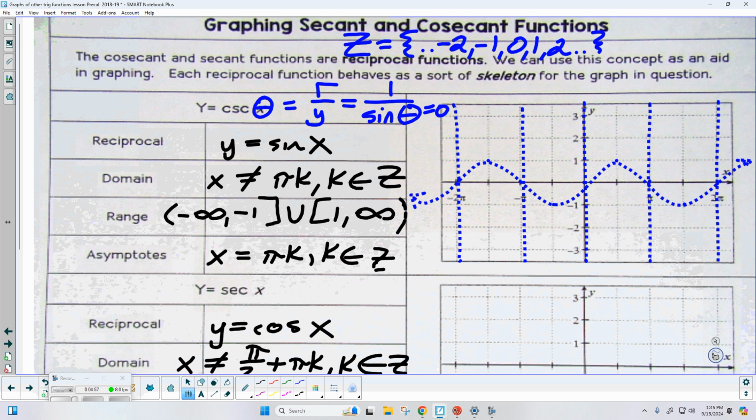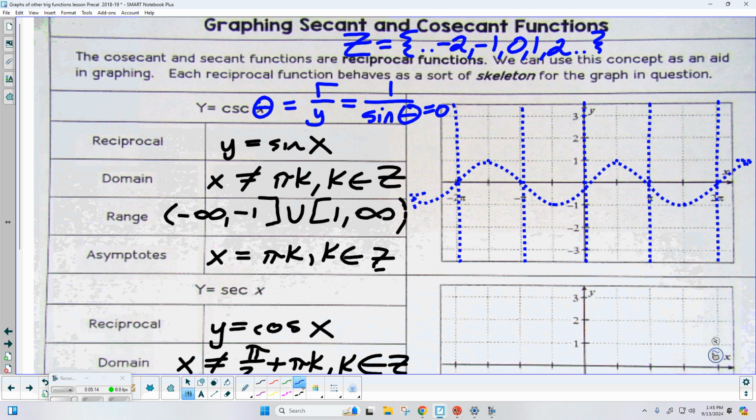Your domain here to find the asymptotes: the formula is pi k, where k is an integer. You just start plugging in integer values and you're good. Now, at this point, normally we'd go ahead and get rid of sine, but we're going to keep it for just a second. We're going to focus on sine's maximums and minimums.